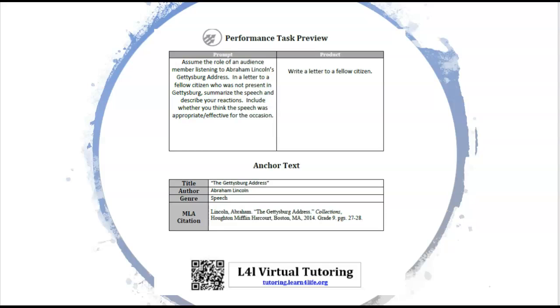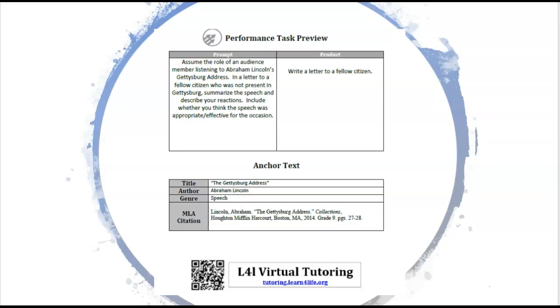As always, we're going to do a little preview of what you're going to be doing at the end of credit 2. So your preview is that you are going to pretend that you were in the audience listening to Abraham Lincoln's Gettysburg Address when he gave that speech. You're going to write a letter to a fellow citizen who was not there during the speech. Summarize the speech and describe your reactions.